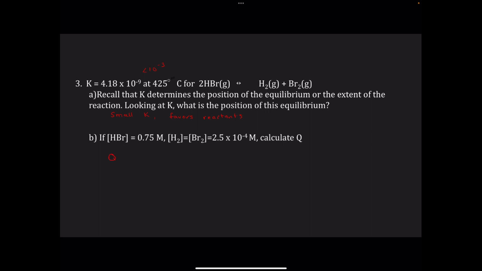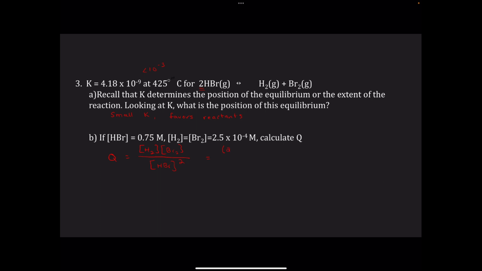So to calculate Q, we've got to set up our Q expression. So it's the concentration of each product raised to their coefficients divided by the reactant raised to its coefficient. So again, we got that coefficient of 2, so we're raising it to the power of 2. Just like with calculating K, we're going to take these concentrations and plug them into our expression.